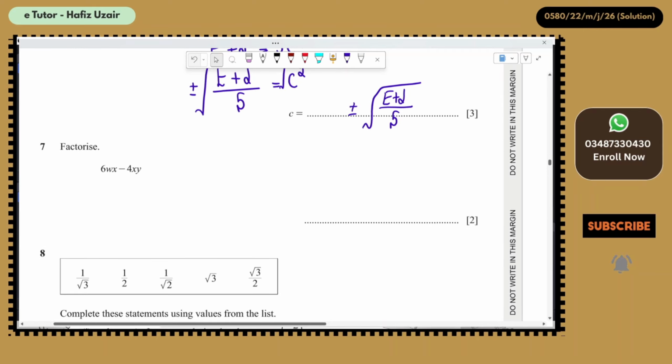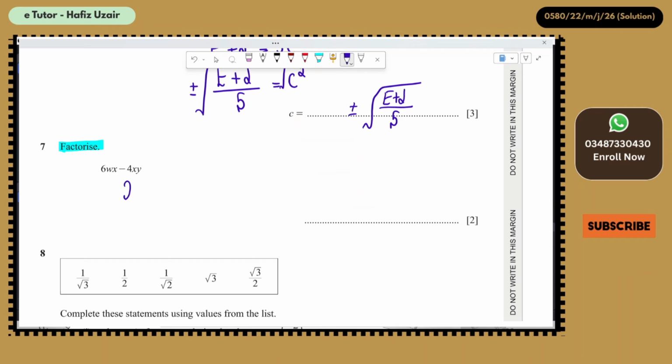Let's move to question number 7. In question number 7, you need to factorize. So you need to take the common factor from here. So 2 is common from here, and then x is also common. So you can say 2x(3w minus 2y) is your answer. Let's write it over here.